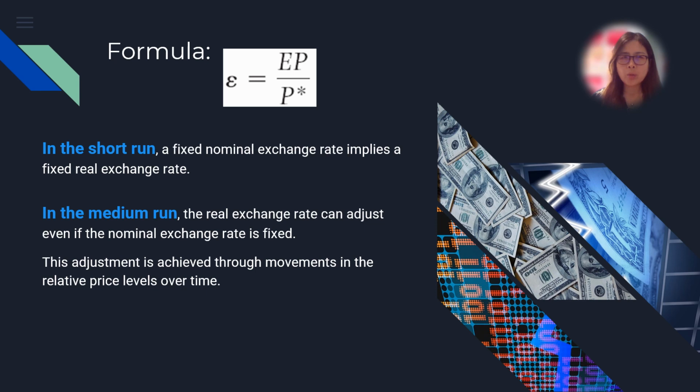It is also worthwhile for us to look into the formula to calculate real exchange rate. The formula reads Epsilon equals EP over P star, which is the nominal exchange rate times domestic price level, divided by the foreign price level. In the short run, a fixed nominal exchange rate implies a fixed real exchange rate. In the medium run, the real exchange rate can adjust, even if the nominal exchange rate is fixed. This adjustment is achieved through movement in the relative price level over time.